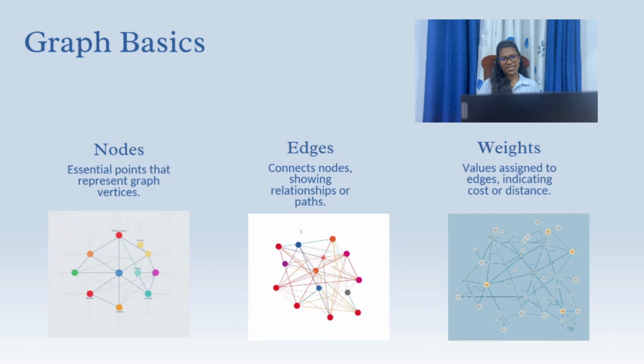Let's see graph basics. Nodes. Essential points that represent graph vertices. Edges. Connects nodes showing relationships or paths. Weight. Value assigned to edges indicating cost or distance.